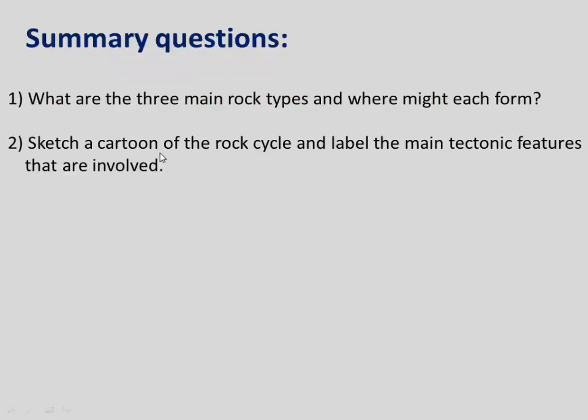So, in summary, there were two parts of this video. We did the major rock types, and then we did the rock cycle. And so here's two questions that I think you should know the answer to by now. What are the three main rock types, and where might each one form? And then two, I'd like you to be able to sketch a cartoon of the rock cycle and label the main tectonic features that are involved.